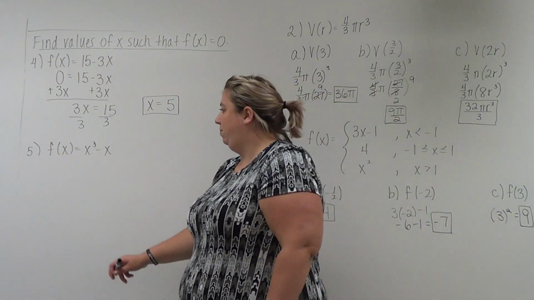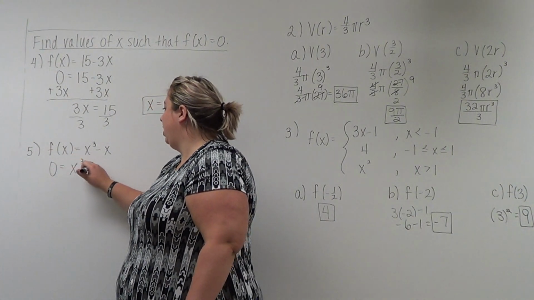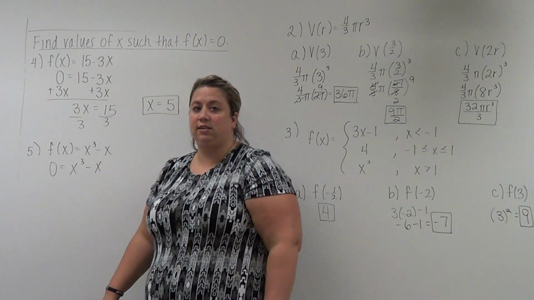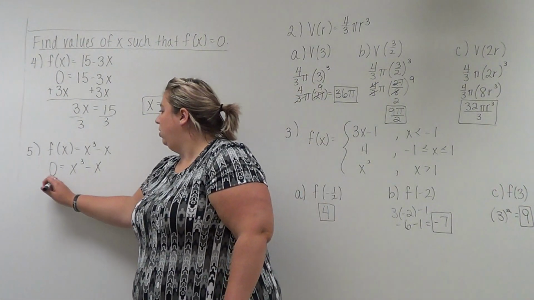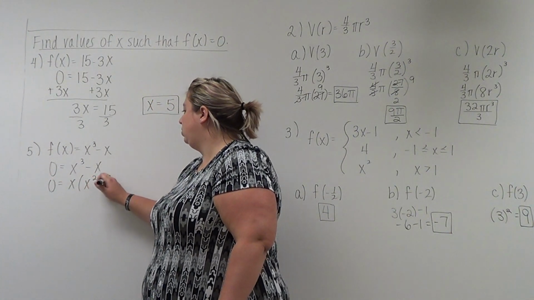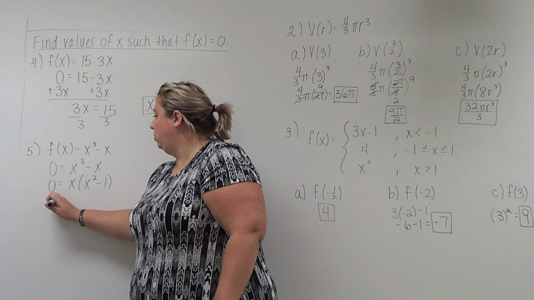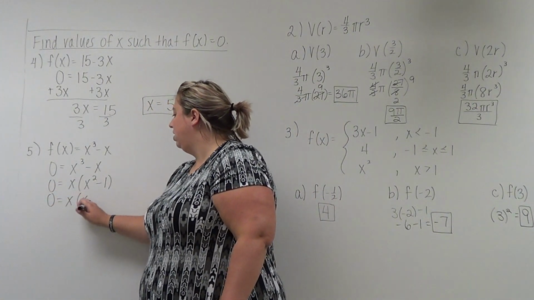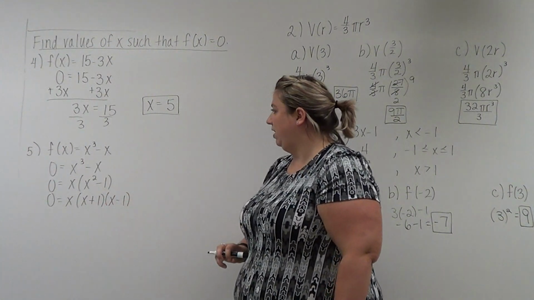Okay, on number 5, I put 0 in for f of x. So I have 0 equals x cubed minus x. Okay, this is a factoring one. So I can factor out an x, and I'm left with x squared minus 1. X squared minus 1 is a difference of squares. Factors into x plus 1, x minus 1.